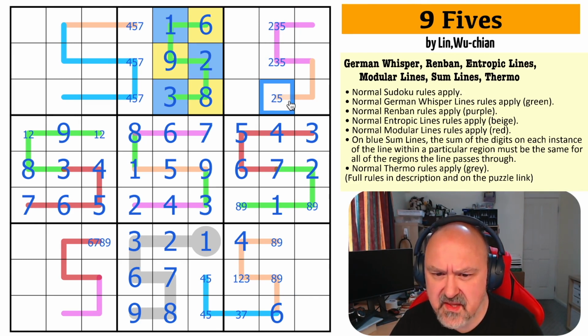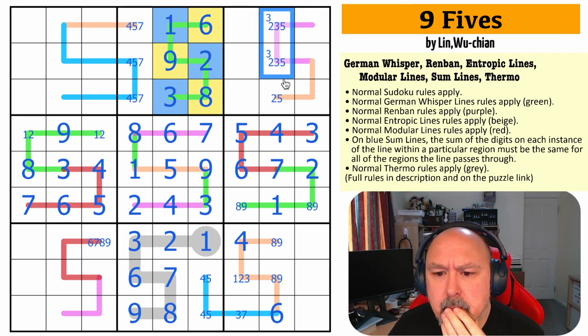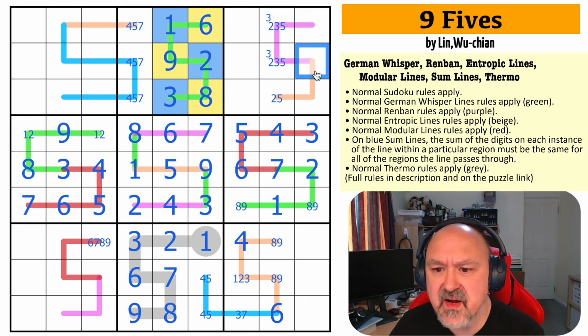But I can't put 3 there. So 3 is on this Renban. 3, 4, 5, 6 is the maximum. I can't put 7, 8, or 9 on that Renban. So that can't be the high digit. This has to be the 7, 8, or 9. That's a 7 or a 9.